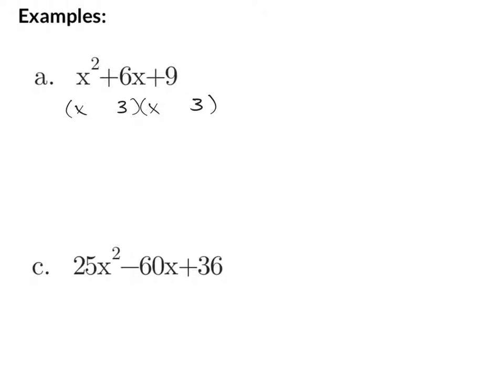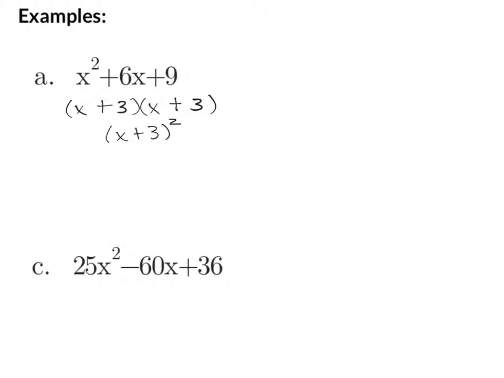We still have the same rules about our signs. In order to multiply to a positive 9, we know that they are the same, and in order to combine to a positive 6, they both have to be positive. You can either write this in factored form or in expanded form, or if you want, you can go ahead and write this using exponents, which is going to be x plus 3 squared.